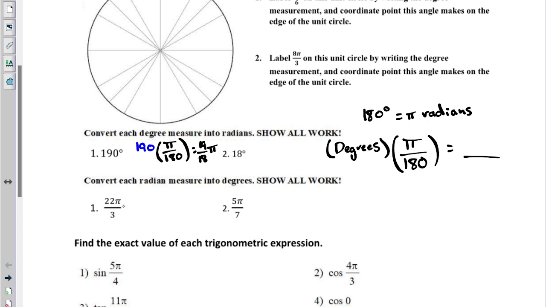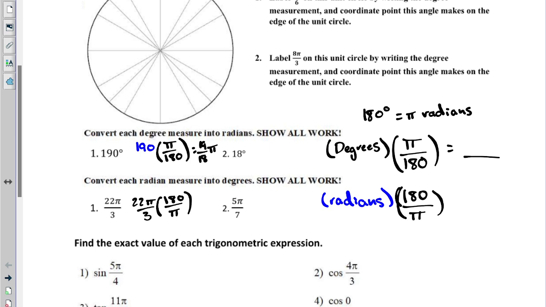And then for radians to degrees, similarly, you plug in the radians that you have, and you multiply by 180 divided by pi. So in this case, you'd end up with 22 pi over 3 times 180 over pi. Your pi's are always going to cancel out, and then you're really just evaluating this: what's 22 times 180 divided by 3? And then figure that out. Okay, so that's how you use those two.